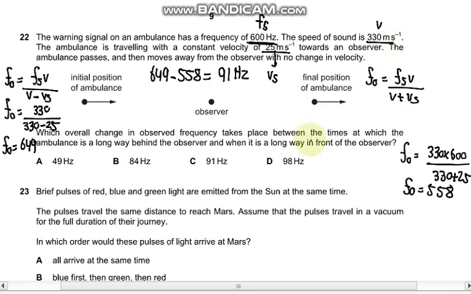So the next question talks about an ambulance moving towards the observer and away from the observer, and asks you to find the change in frequency when it is moving towards and away. You can just plug in the values for f naught fs v over v minus vs and v plus vs. Find the frequencies for both cases and just subtract them to find the change in frequency, which is 91 hertz. So C is the appropriate answer.